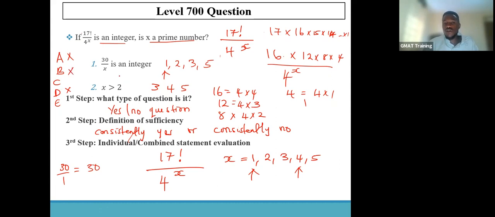Now at this point, we can combine the 2 statements. The first statement only picks 1, 2, 3, and 5. The second statement picks 3, 4, and 5. So if we combine the 2 statements, the only values that satisfy the condition set by statement 1 and the condition set by statement 2 would be 3 and 5.